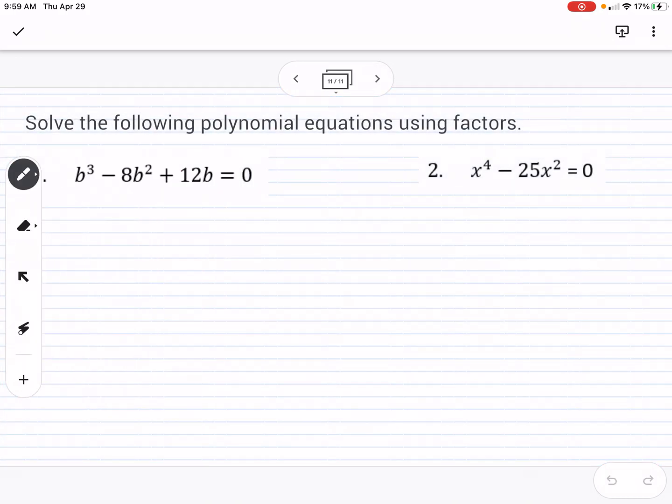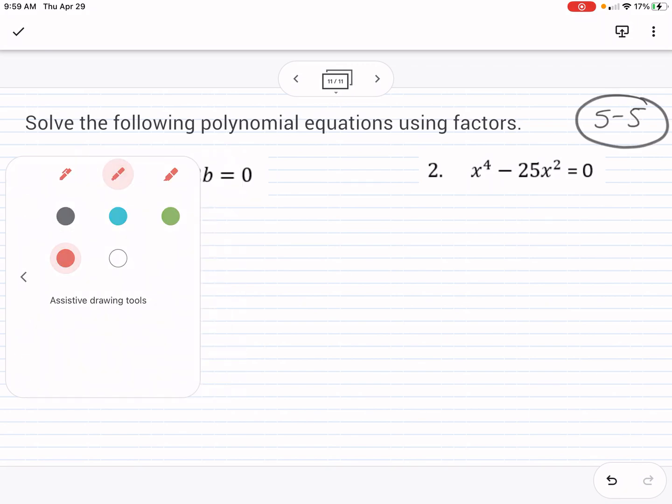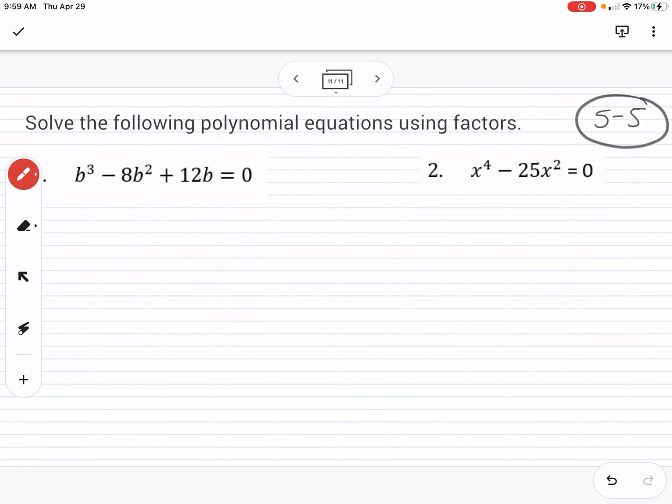In the final topic, 5.5, we learned how to solve using factors. So here on the first one, we're going to solve by factoring. So you always want to look for a GCF first. Here I notice, even though all of these don't have a number, they all have a b. So I'm going to factor out a b. When I do that, this becomes b squared minus 8b plus 12.